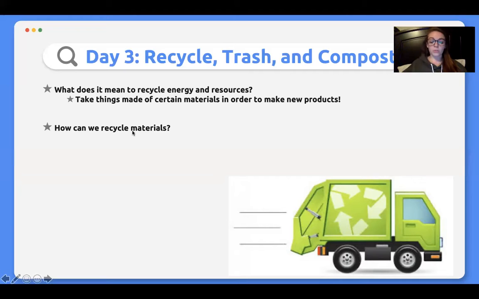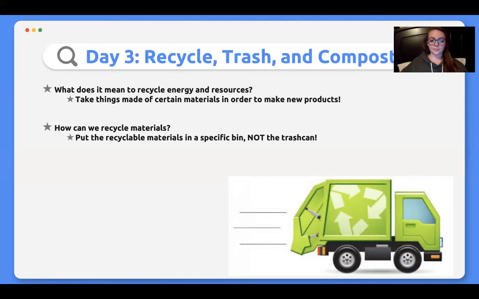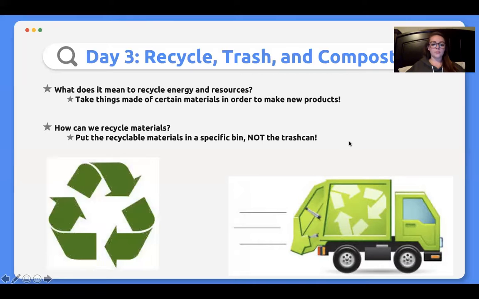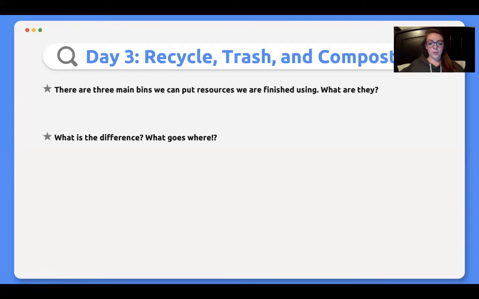So how can we recycle materials? We can put recyclable materials in a specific bin, but not a trash can, unless it cannot be recycled. So we're going to learn about that today. Again, here's that big symbol with, if you follow the arrows, it goes around and around and around. And again, that is a recycling symbol. So here we go. There are three main bins we can put resources in when we are finished using them. What are they? A recycling bin, a trash can, and a compost bin.